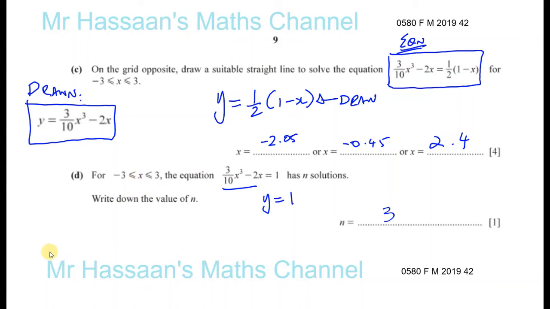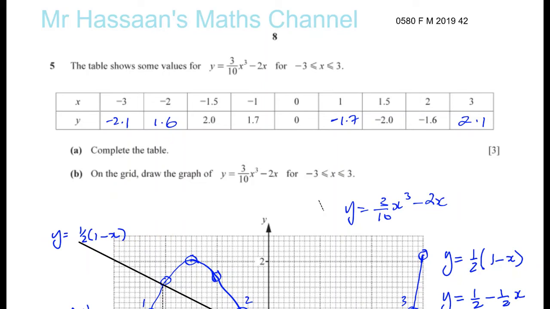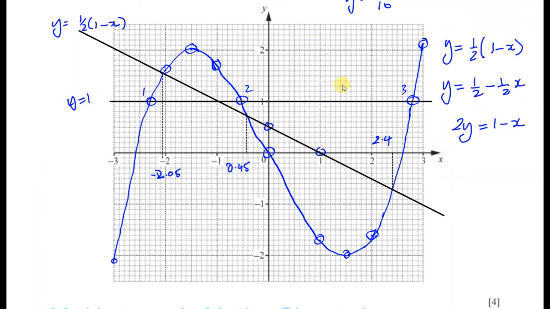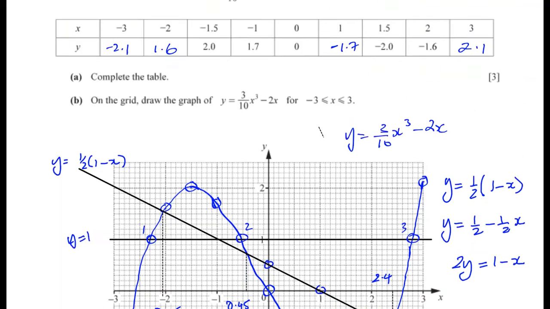And this is for x between -3 and 3. So everything is between -3 and 3. That's where we drew it from. You can see that there are 3 solutions to that equation. And there we have question number 5 done.